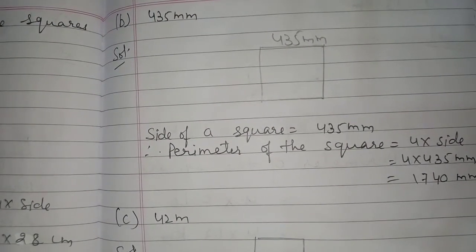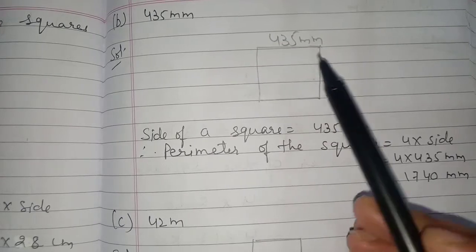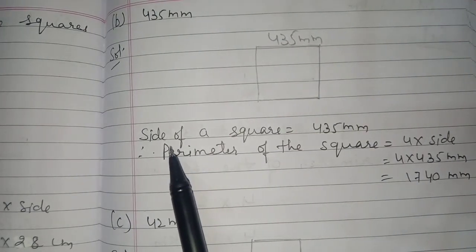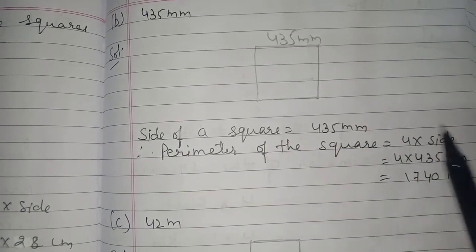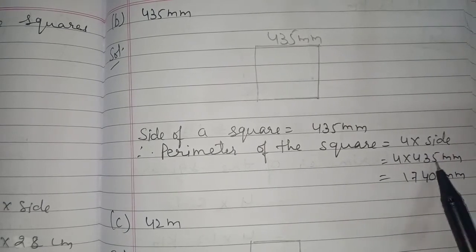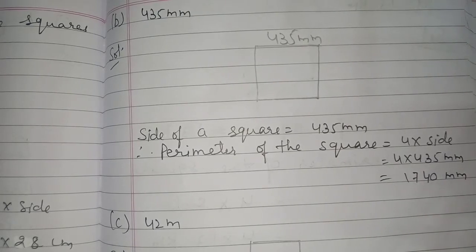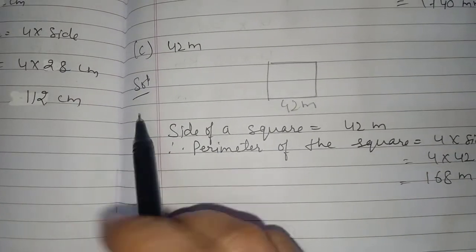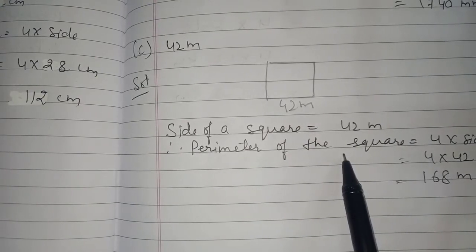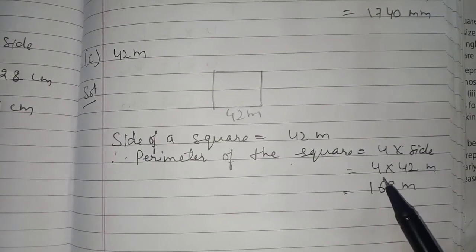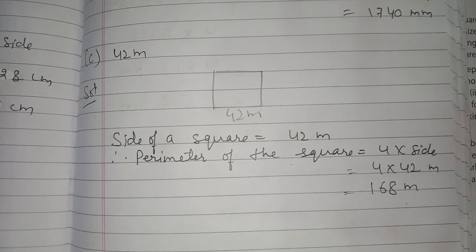Now next is part B. 435 millimeters. So here we have just drawn a square. Its side is 435 millimeter. So let us write the given information. Side of a square 435 millimeter. Therefore perimeter of the square will be 4 into side, means 4 into 435 millimeter. So the final answer is 1740 millimeter. Similarly you will do this part C. Here the side of the square is 42 meter and we have to find the perimeter, that is 4 into side, and when you multiply 42 and 4 you will get 168 meter as the perimeter of the square.